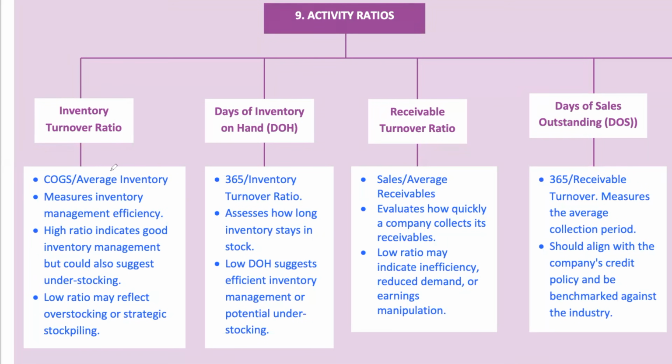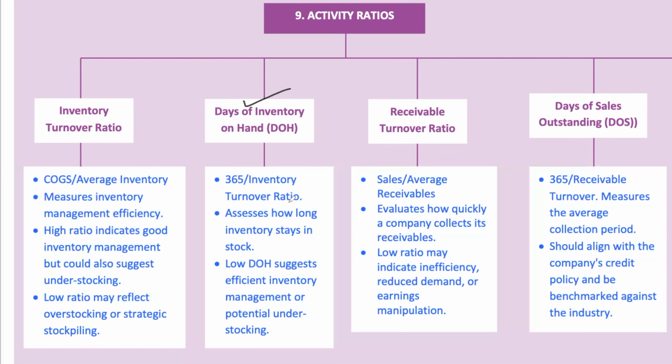What does this tell us? Well, it measures how efficiently a company is managing and selling its inventory. A high inventory turnover ratio suggests that inventory is flying off the shelves. Fewer funds are tied up in stock, which is generally a good thing. But be careful, a very high ratio could also mean understocking, which could lead to lost sales. On the flip side, a low turnover ratio might mean overstocking or perhaps preparing for higher demand, like gearing up for a big sale or a potential strike.